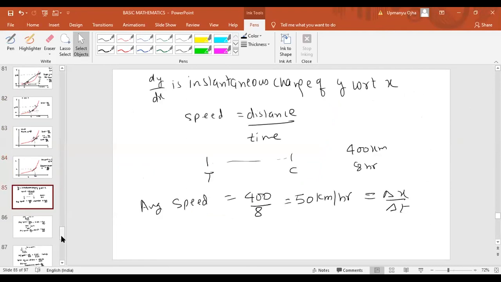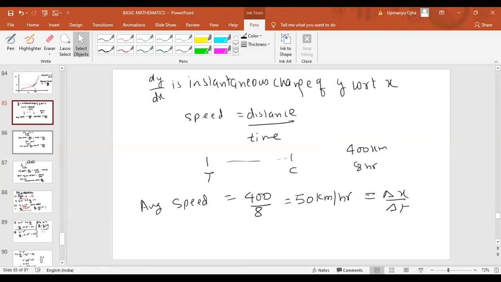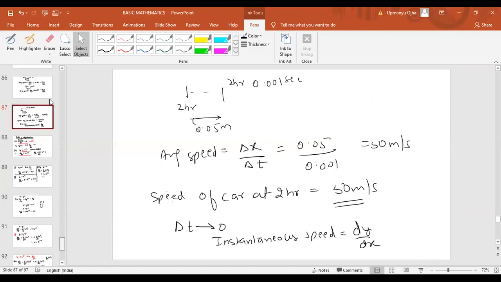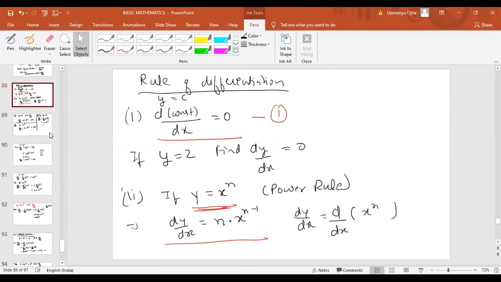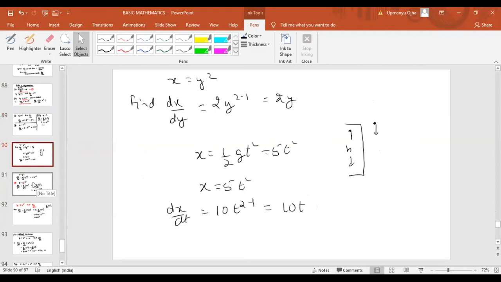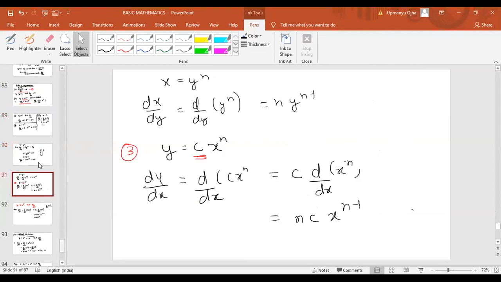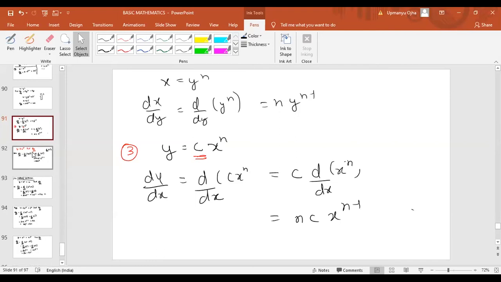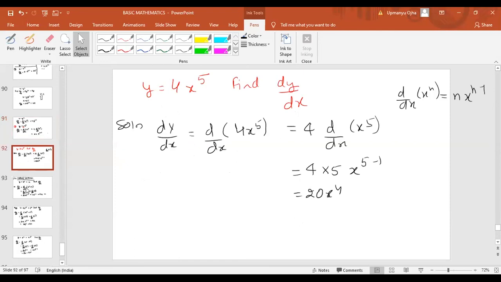85, 86, 87, 88, 89, 90, 91, 92, 93, 94, 95.